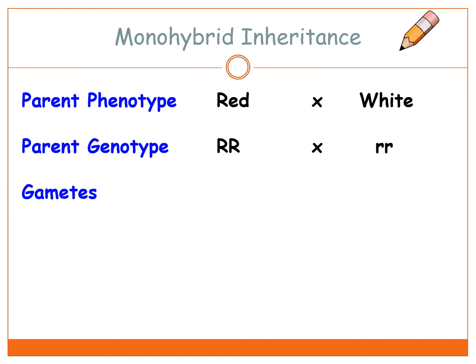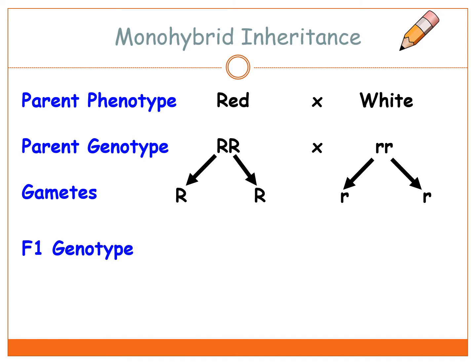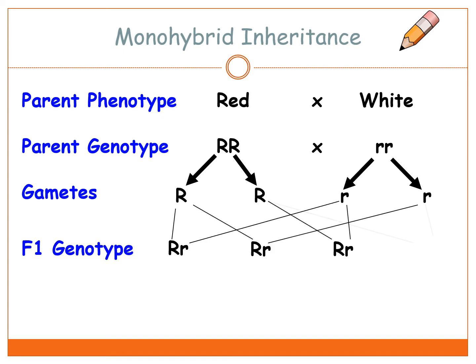So for our gametes, we've got to take it from our red and white parents. So we've got capital R, capital R, so that's the two combinations we can get from the red. From the white we can get small r or small r. So our F1 genotype, if we cross the gametes together, we would get big R, small r, big R, small r, big R, small r, and big R, small r. So there'd be 100% big R, small r.